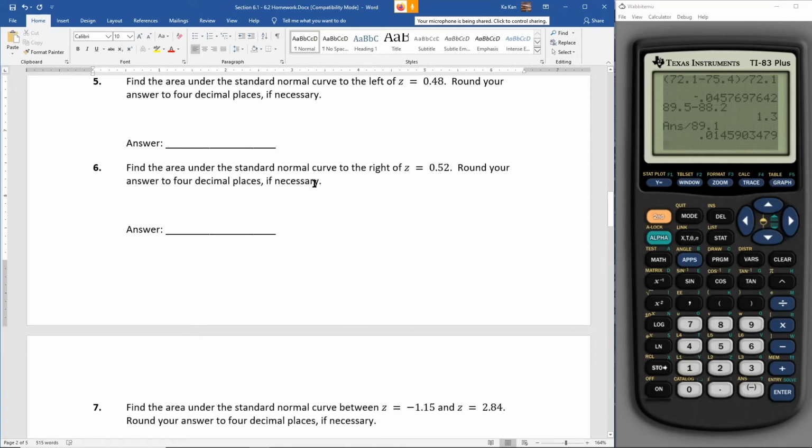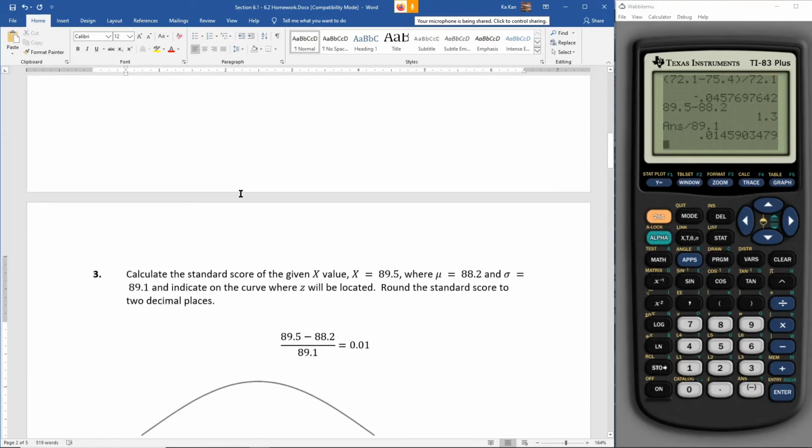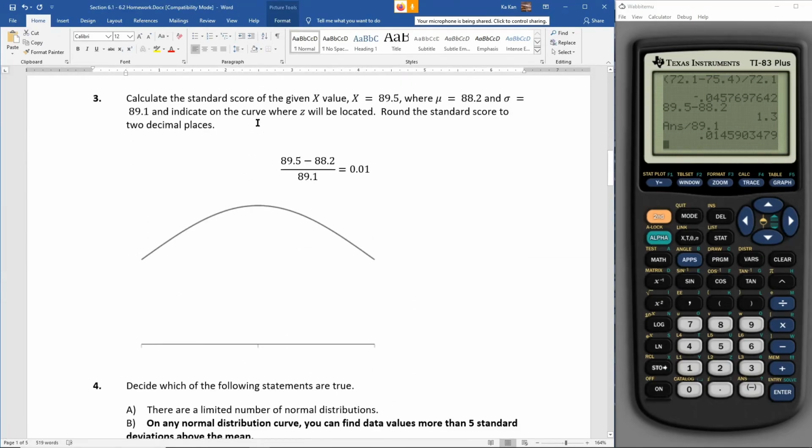Number 5, find the area of the standard normal curve to the left of z equals 0.48. So find the area to the left. I like to write it this way: P, the probability, of z less than 0.48. This is how I usually write it. The probability to the left of 0.48. So it's kind of the normal curve that we have just now, except we're talking about, hey, what is the area? What's the probability to the left of 0.48? And it turns out this one is not too bad. Let me copy this right here. I'm going to bold this.